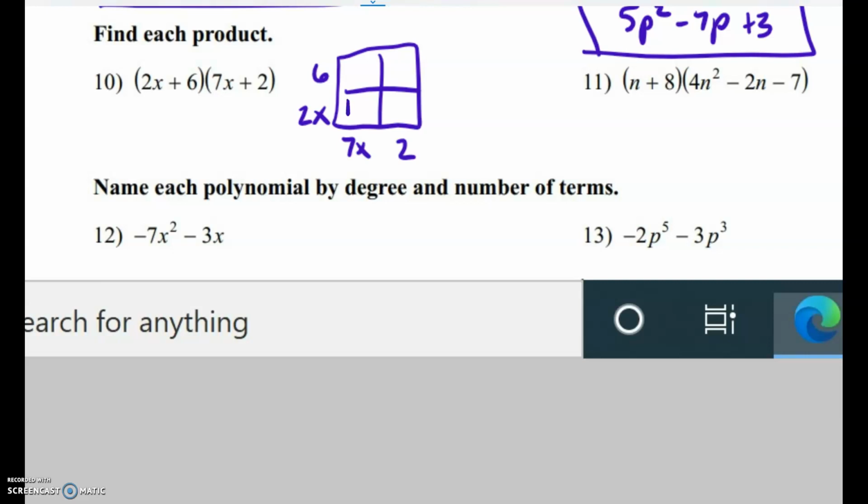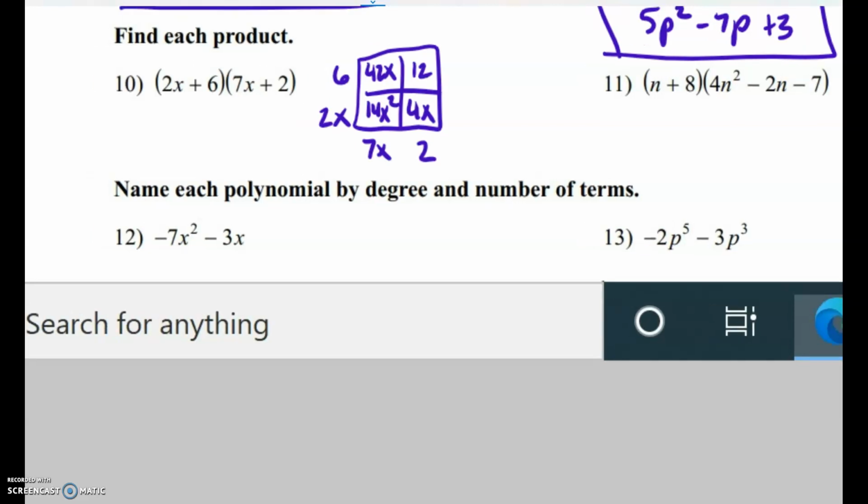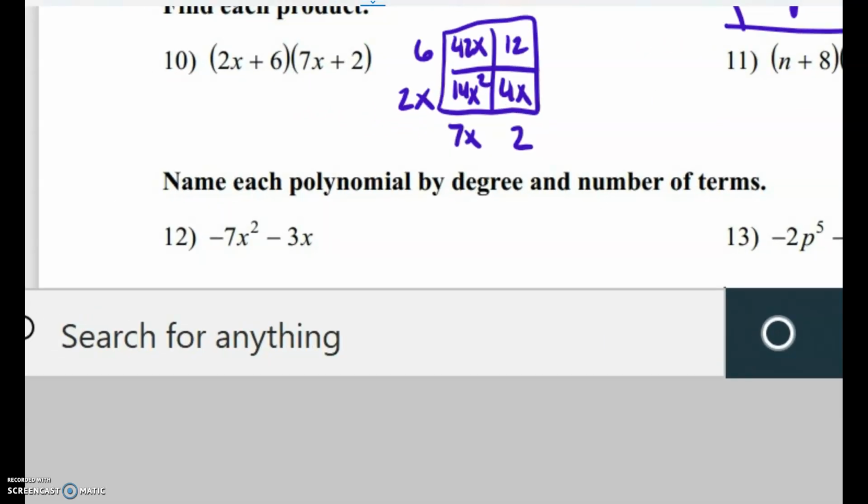2x times 7x is 14x squared. 7x times 6 is 42x. 2x times 2 is 4x. And then 2 times 6 is 12. And now you're adding everything together inside that box. So we're going to have 14x squared plus 46x and then plus 12.